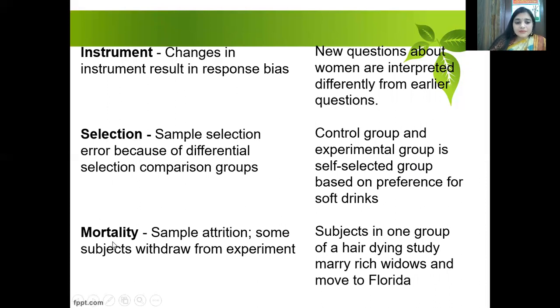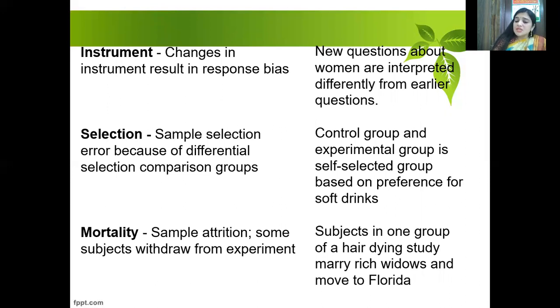Then mortality. Sample attrition, some subjects withdraw from the experiment. Yes, due to some reason which is not actually related to your experiment, people withdraw from the experiment. Maybe someone has shifted from one place to another and you might not be able to contact them now, right? The reason was not at all related to your experiment, but this would be affecting your experiment's internal validity now.